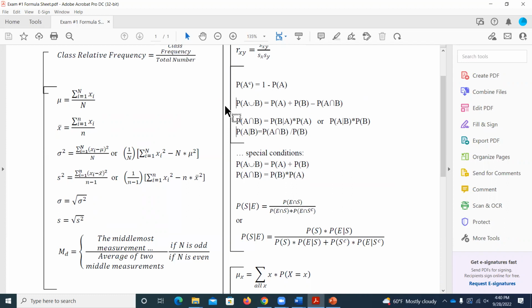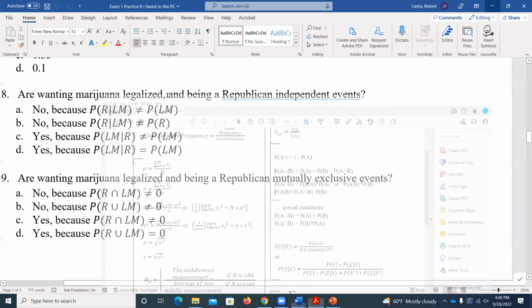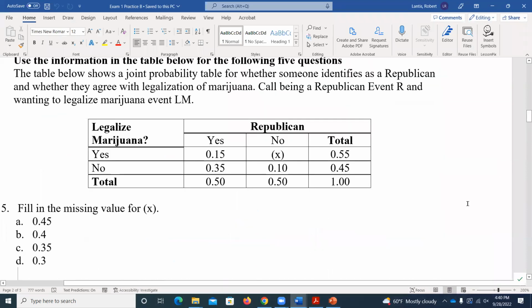So here, my A is not wanting marijuana legalized. My B is not being Republican. And the intersection of those two things, I could write in there. Now, once I rewrite my union as these three components, now I'm just following the general form of this equation right here. I'm just writing it out in the context of my example. Well, now it's just a matter of what's the probability someone doesn't want marijuana legalized?